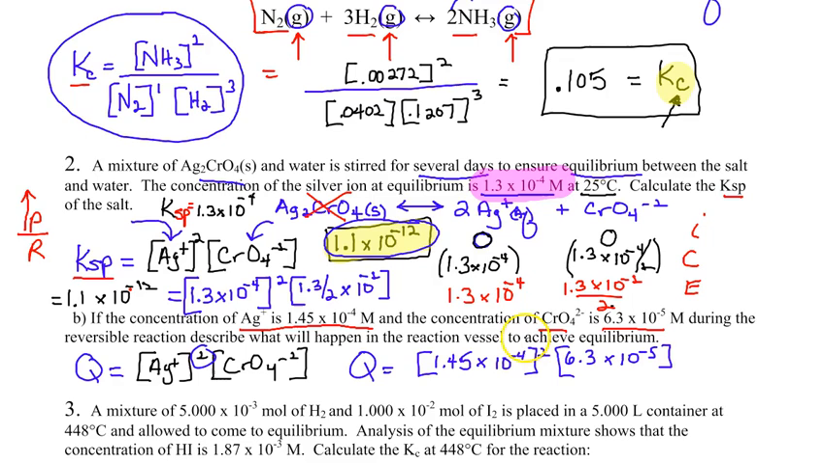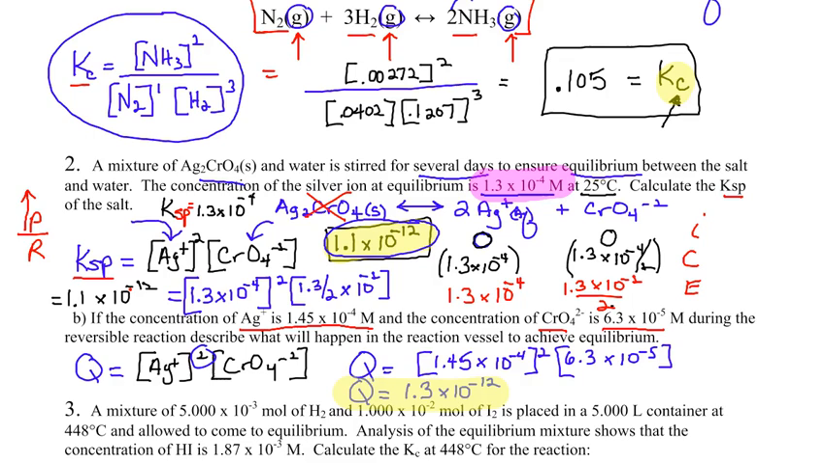All right, so we just use our handy dandy calculators, and what we should get is Q is equal to 1.3 times 10 to the negative 12. That is our Q. What does this tell me?